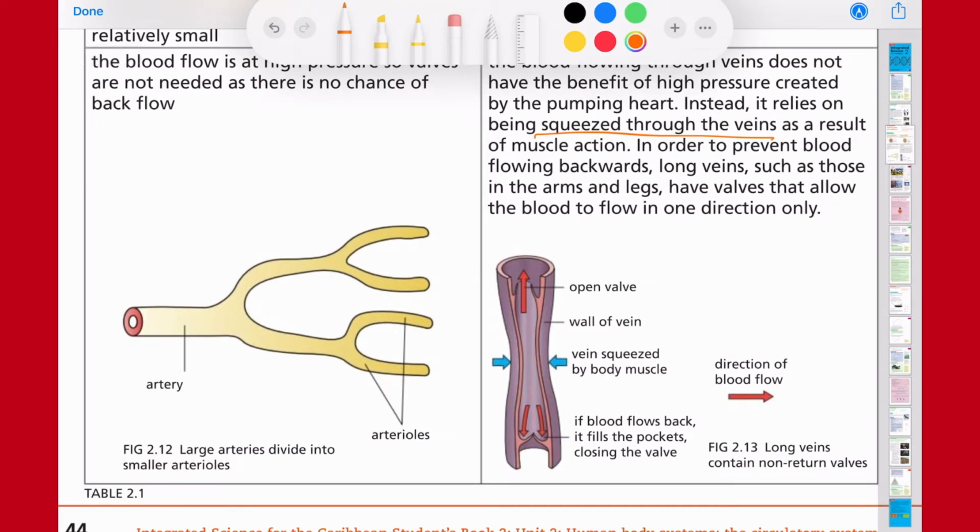Right? So this is a diagram of an artery and how it splits up into smaller ones known as arterioles. And on the right, we have a drawing of a vein. So when the valve is open, blood is able to flow. The wall of your vein is being squeezed by the muscle to push the blood, and if blood flows back, it is prevented from going backwards. Right? It will fill the pockets, closing the valve.